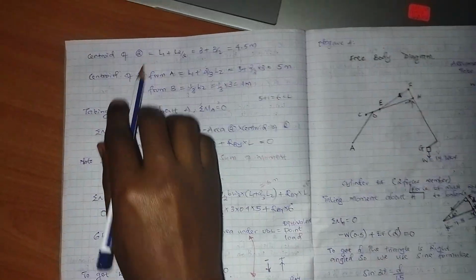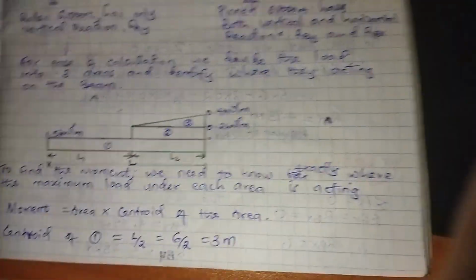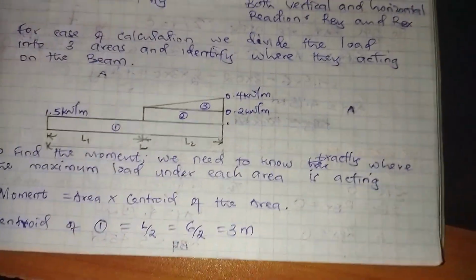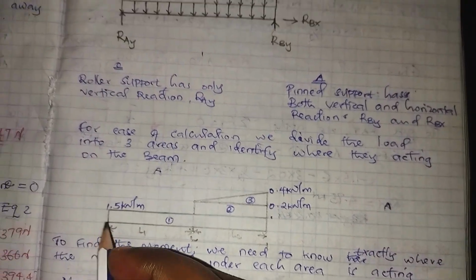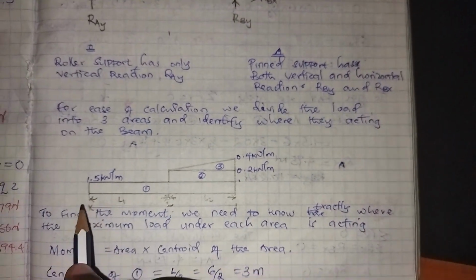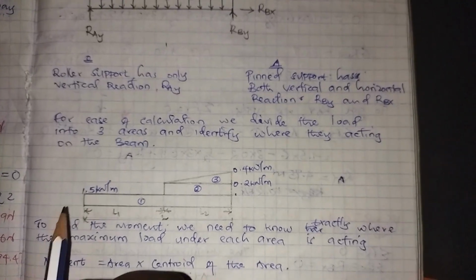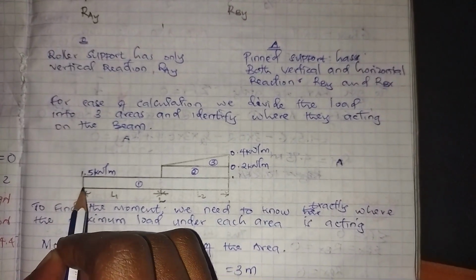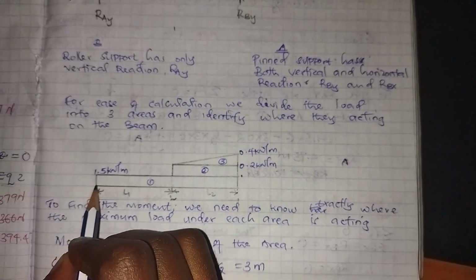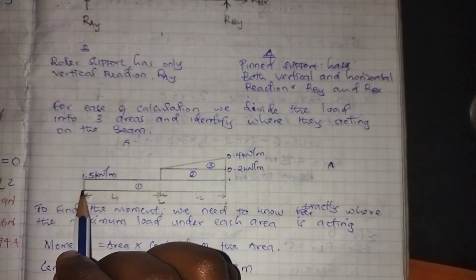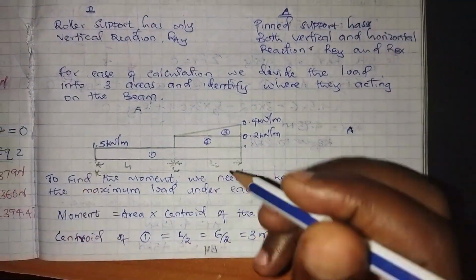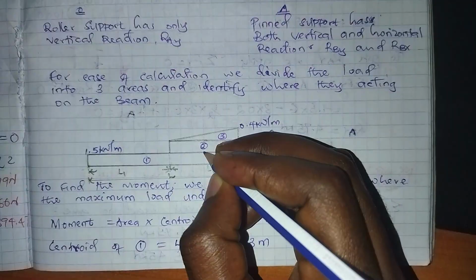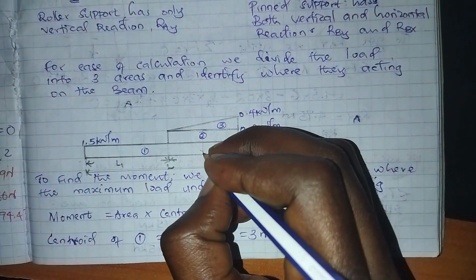Area 2 is also a rectangle, but because we are finding the centroid from this point, we are going to find the maximum at point A, because the moment here is 0, and also here it is 0. So we're going to find the moment from this point. So the centroid, the half of this, is acting at this point. Okay, so it is here.